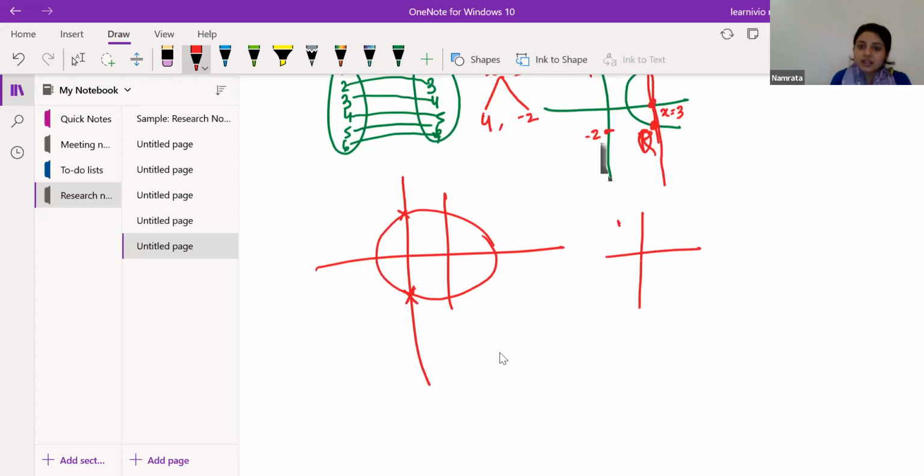Suppose the graph is like this. Now, if you draw a vertical line anywhere, you will see the vertical line touching the graph at only one point. If the vertical line touches a graph at one and only one point, then only we can say it's a function. Got it? Okay, so let's discuss it.